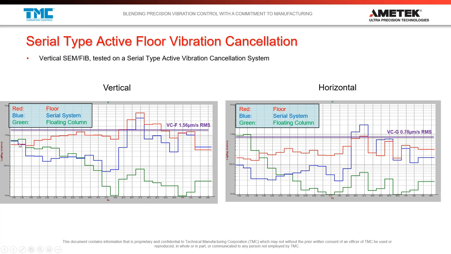That's a serial type active piezo type. You see the floor vibration here. At low frequencies, you've got the blue curve, which is about the amount that was measured on top of the system. Very, very good at low frequencies. And then the green curve again shows rather rigid body motion. No amplification really in this case because the floor input was so low. And then further reduction from the floating column passive isolators.